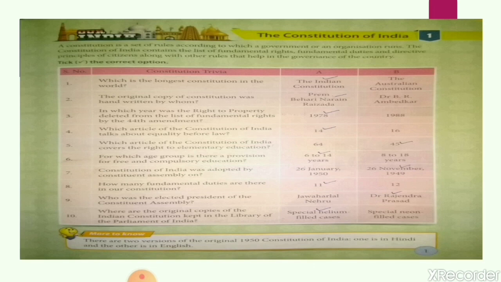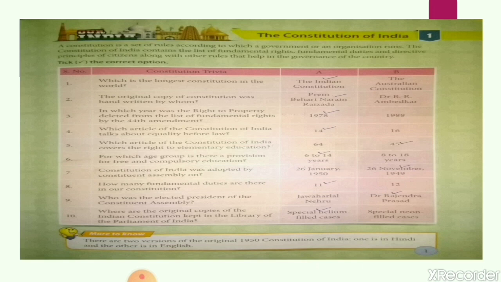Then the eighth question is, how many fundamental duties are there in our Constitution? 11 or 12? So originally 10 fundamental duties were there in the Indian Constitution. Then it increased from 10 to 11 by the 86th Amendment in 2002, which added a duty on every parent or guardian to ensure that their child or ward is provided with opportunity for education between the age of 6 to 14 years. So now 11 fundamental duties are there in our Constitution.